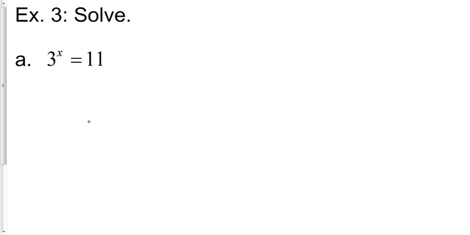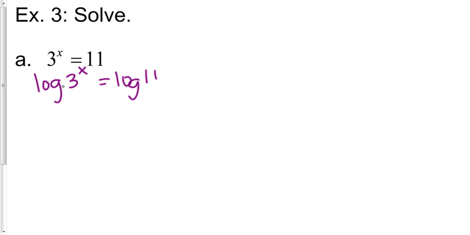So what if we're solving 3 to the x equals 11? Well, I definitely cannot get a base of 3 on each side here. So using that trick from lesson 9-1 is not going to work. What you can do is take the log of each side. So you'd write the log of 3 to the power of x equals the log of 11. Now these are common logs with base 10, so you don't need to write any base in there.